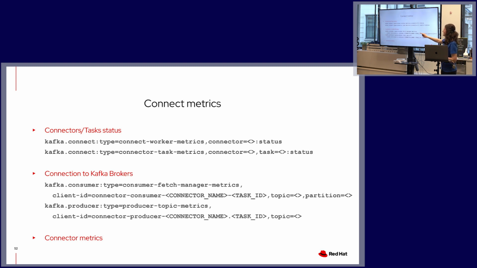The second one is definitely have a look at the connection to the Kafka brokers. You can look at the consumer and the producer metrics for Connect to better understand what's going on. And the final thing is do have a look at the connectors you're running, because an individual connector can also provide specific metrics. They don't all do it, but if they do, this is definitely something you should be looking at from a monitoring perspective.